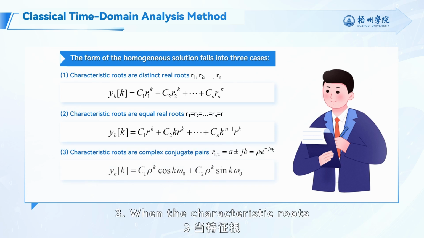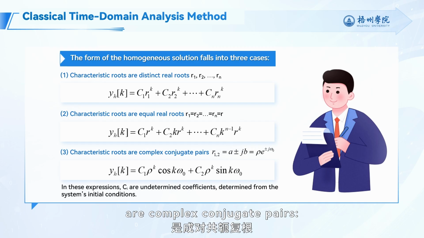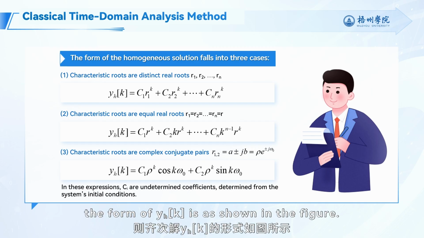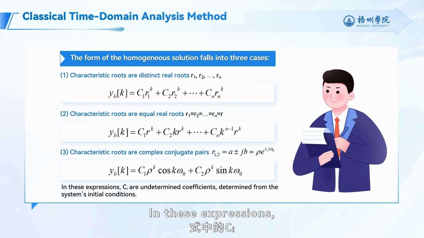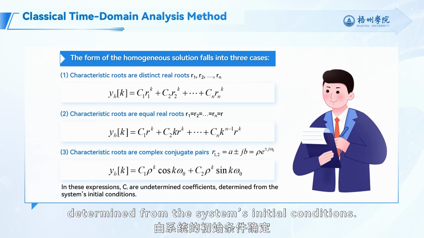3. When the characteristic roots are complex conjugate pairs, the form of y_h[k] is as shown in the figure. In these expressions, c_i are undetermined coefficients, determined from the system's initial conditions.